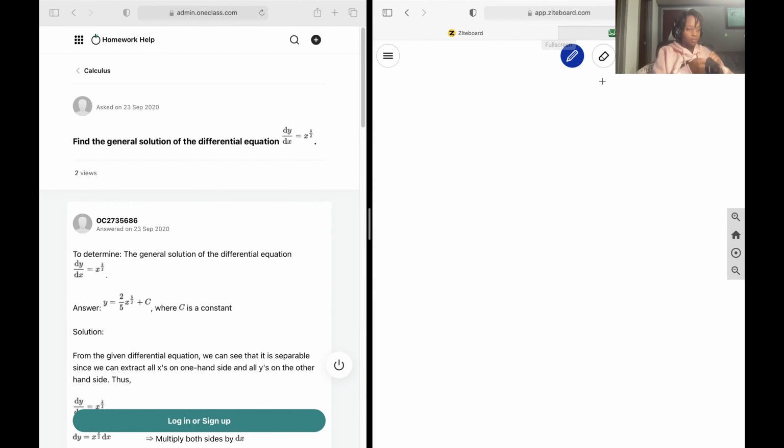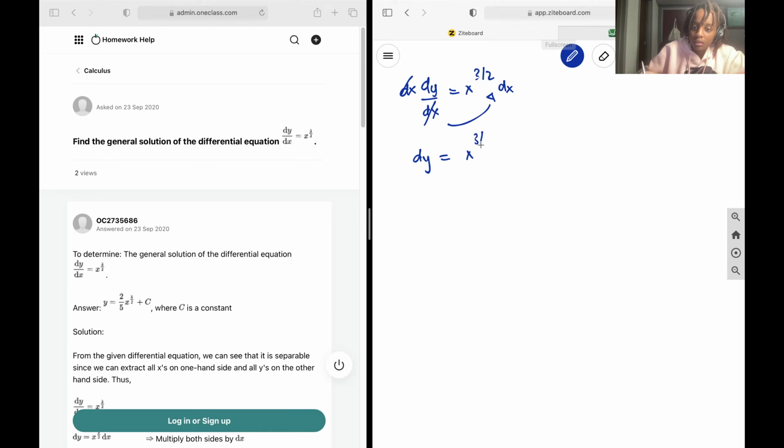Okay, next up, we want to find the general solution of the differential equation given to us. dy over dx is x to the power of 3 over 2. Again, we're just going to move this dx over here, so multiply both sides by dx. It cancels. So dy is equal to x to the 3 over 2 dx.